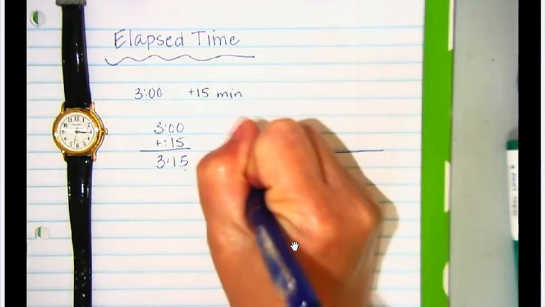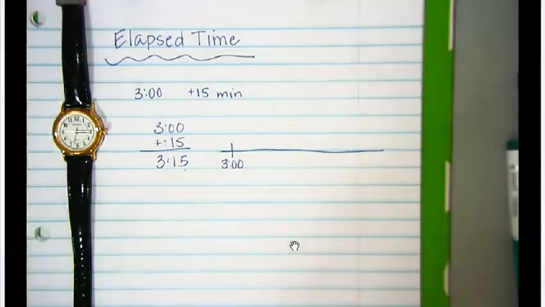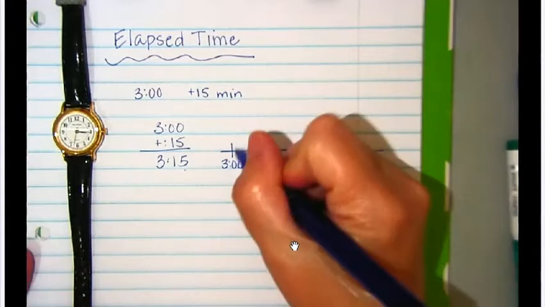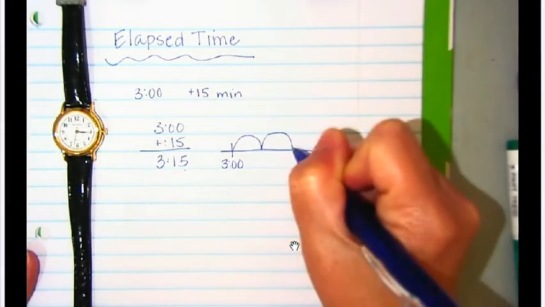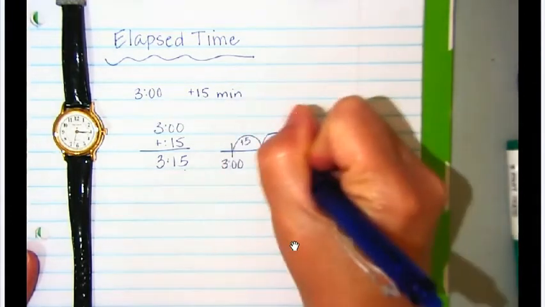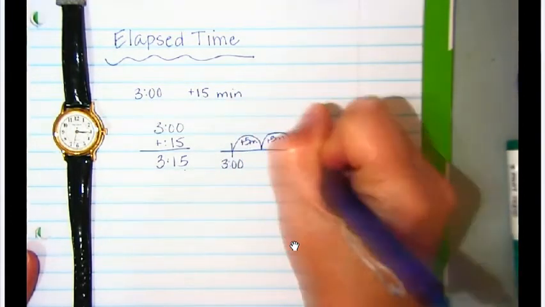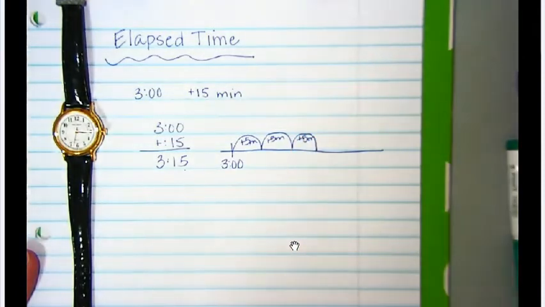Okay. So here I'm at 3 o'clock, and we're going to add 15 minutes. I'm going to do it in increments of 5. So I'm going to count by 5, 5, 10, 15. So each one of these is a 5-minute increment. And now I'm going to write the times below it.